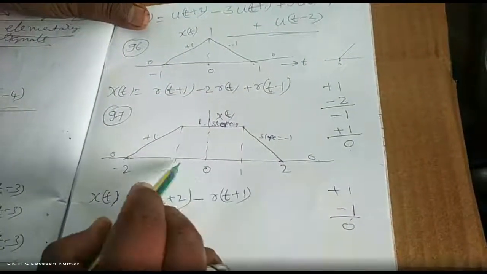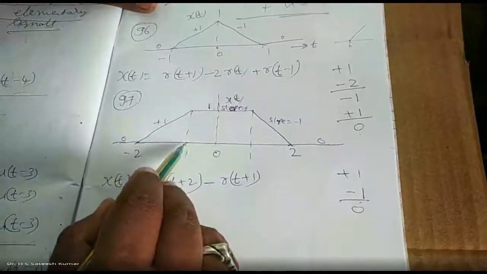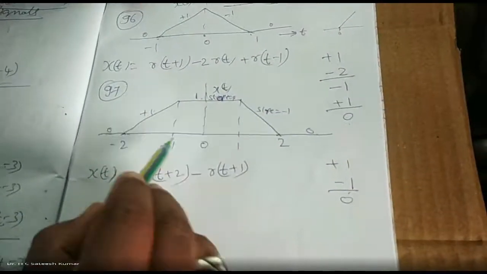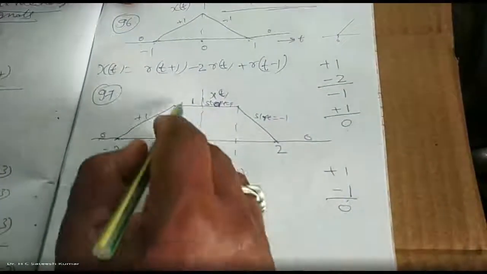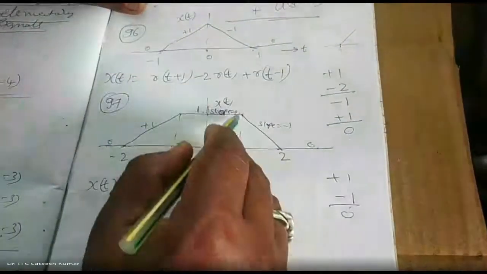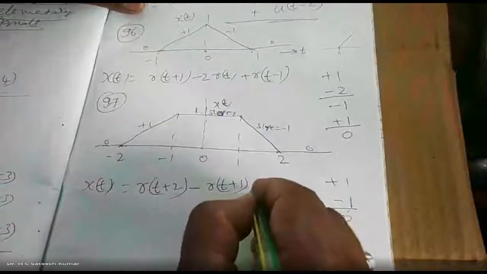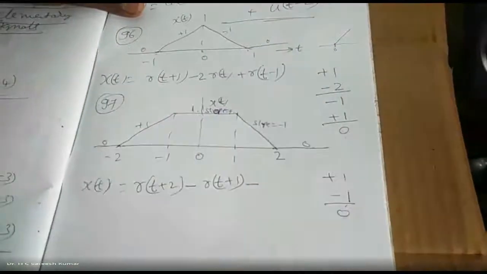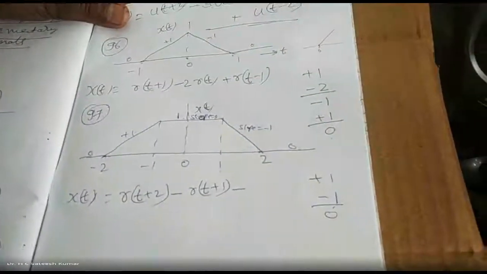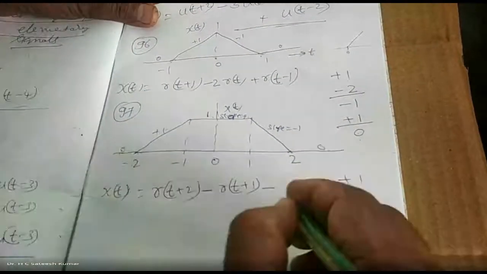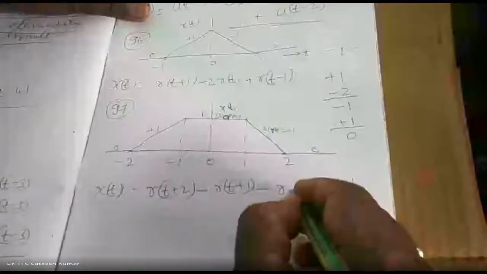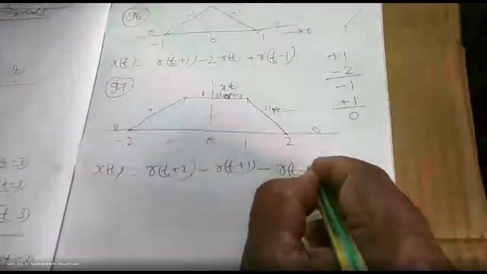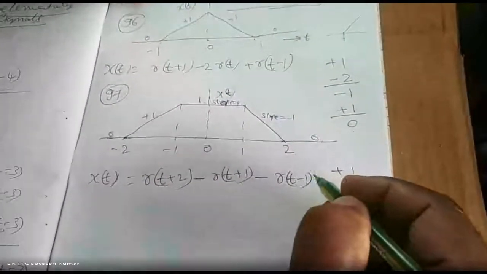So r of t plus 1 is what? Starting from minus 1, subtracting the slope, I get a slope of 0. Now from 1, slope becomes minus 1. So therefore what should I write? Minus r of t minus 1.